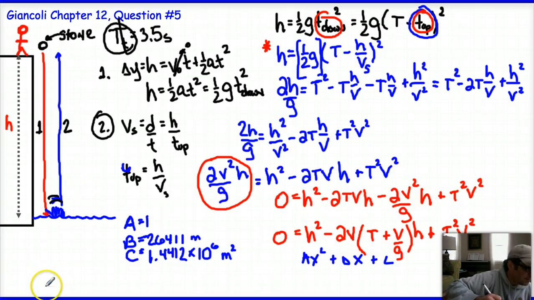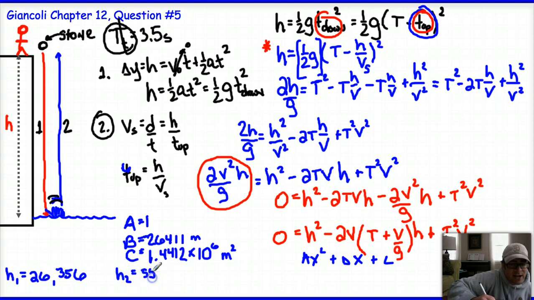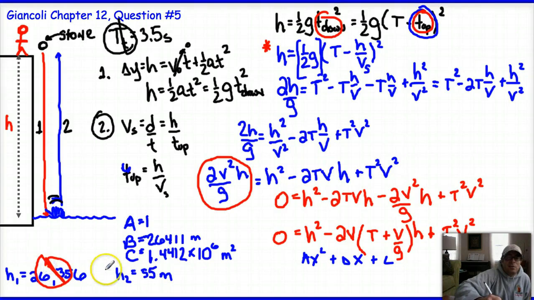The first one is very large, 26,000. So I get 2 roots. H1 is equal to 26,356 meters. And my second root in my quad solve is 55 meters. Now, from intuition, I'm being drawn to one of these, but let's also acknowledge, hey, if this was actually 26,356 meters tall, then it's going to take more time for it to just fall down. You can run that through one of your kinematics problems. So it's going to take way more than 3.5 seconds just for it to fall. So that's not it. That's not one of my plausible roots. This is. The height of the cliff is 55 meters tall.